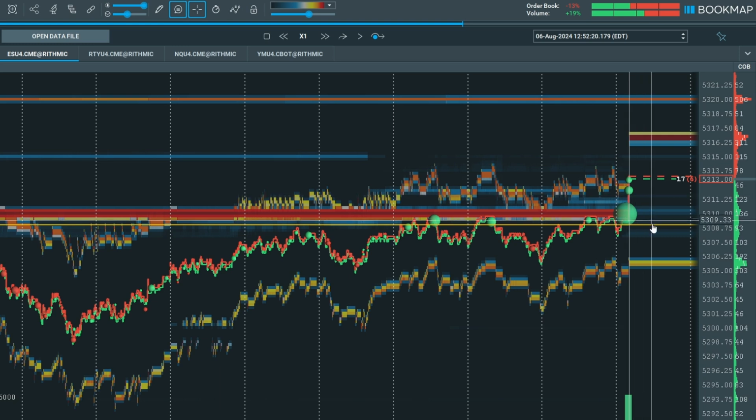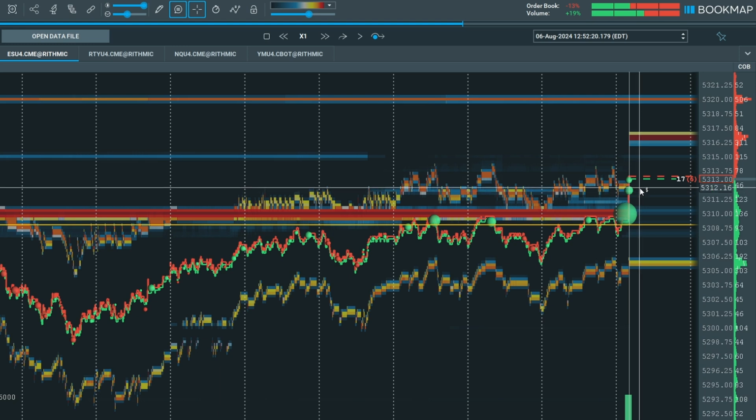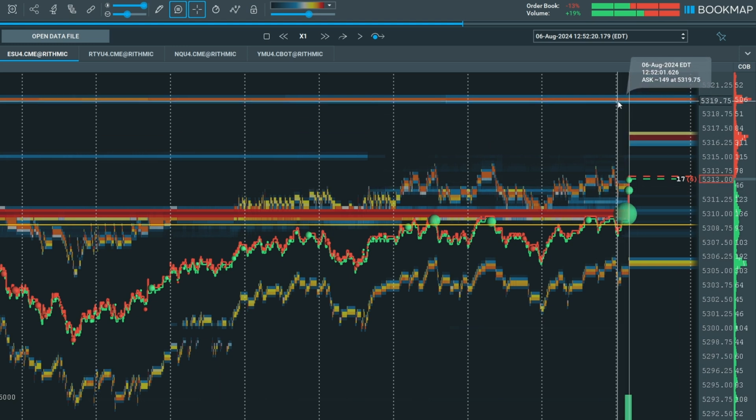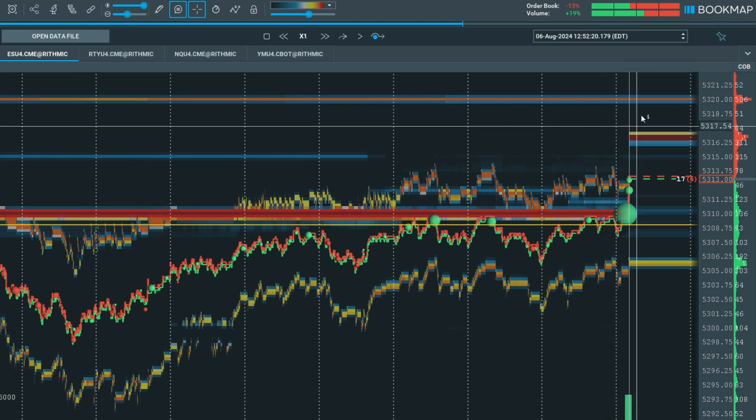And think about this, our stop loss would be where? Right below the bubble, we'll say 5309. Our entry will say 5311, we'll even say 5312. But our target is going to be all the way up here at 5320. Why? Because that's the next level of liquidity.